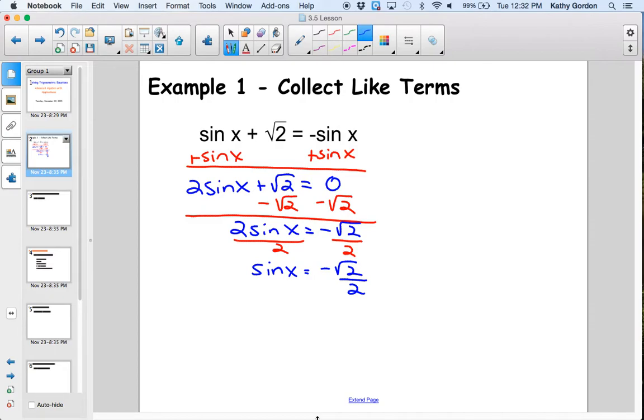You're going to be given equations where, when you get to this point and you have a trig expression equal to some answer, they're going to be answers that you should be able to figure out from the unit circle, and you don't necessarily need to have a calculator. Okay? So, how do I figure this out?